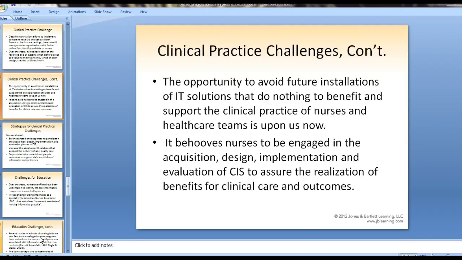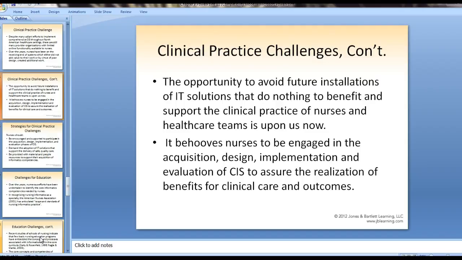Opportunity to avoid future installations of IT solutions that do nothing to benefit and support the clinical practice. We really need to make sure that you can stop that before it happens. It behooves nurses to be engaged in the acquisition, design, implementation, and evaluation of your clinical information system. You want to make sure we're using the right one.